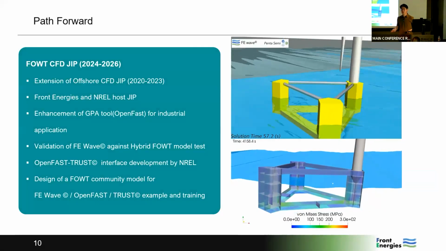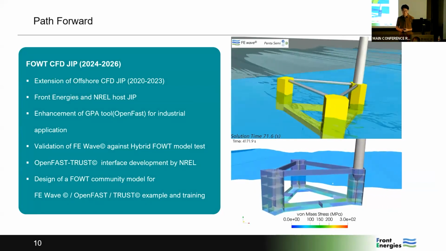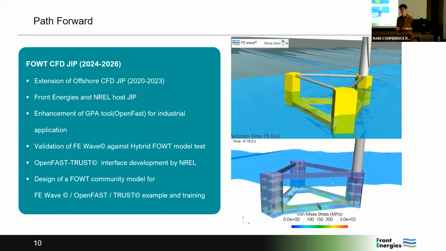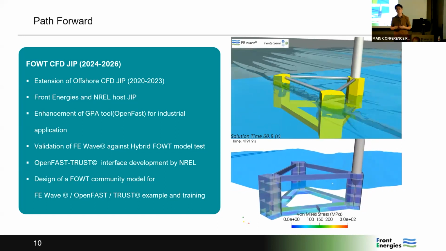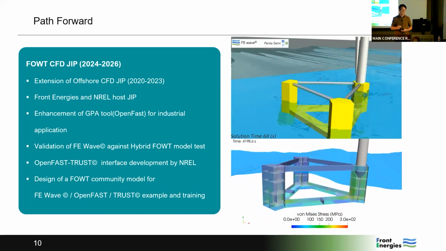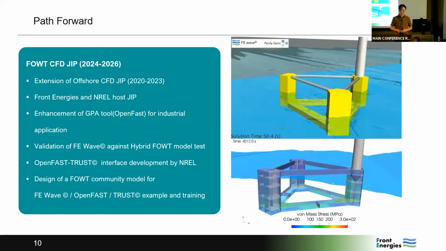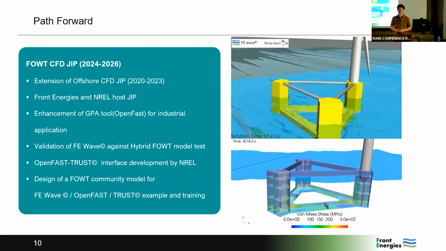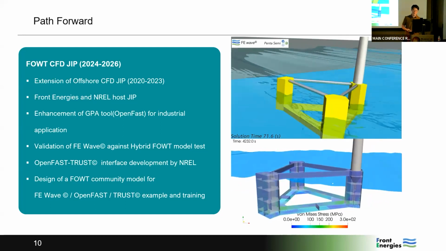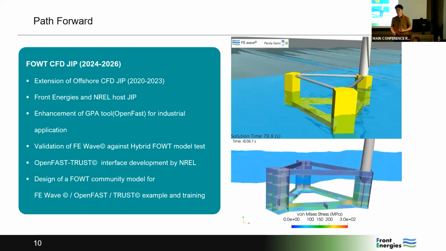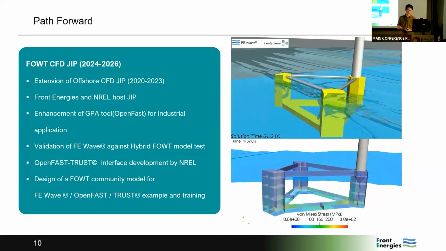So based on our capability and analysis, we don't want to keep these techniques inside our company. We would like to share them with other companies in our industry. That's why we are thinking about a JIP. We call it the floating offshore wind turbine, the FOWT CFD JIP. Through this JIP, we share tools like CFD technology for the wind turbine project and also time domain structure analysis for the wind turbine project.